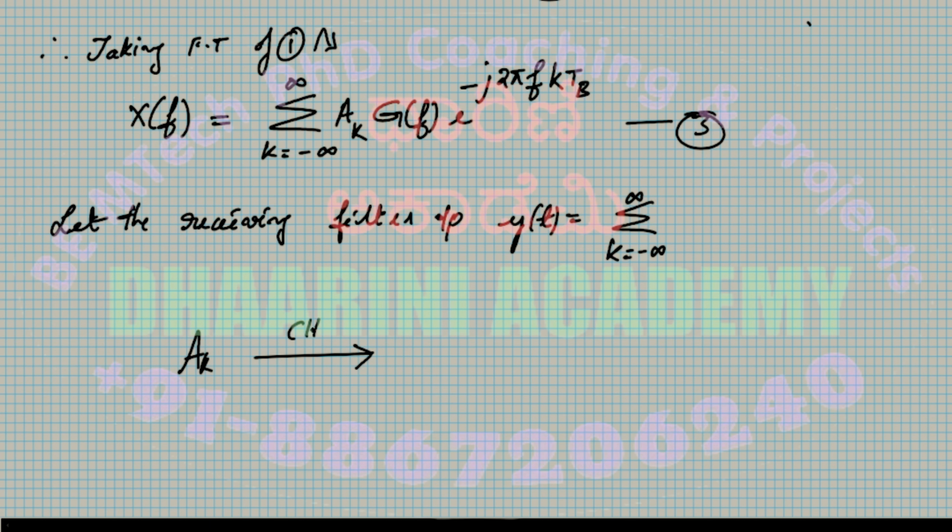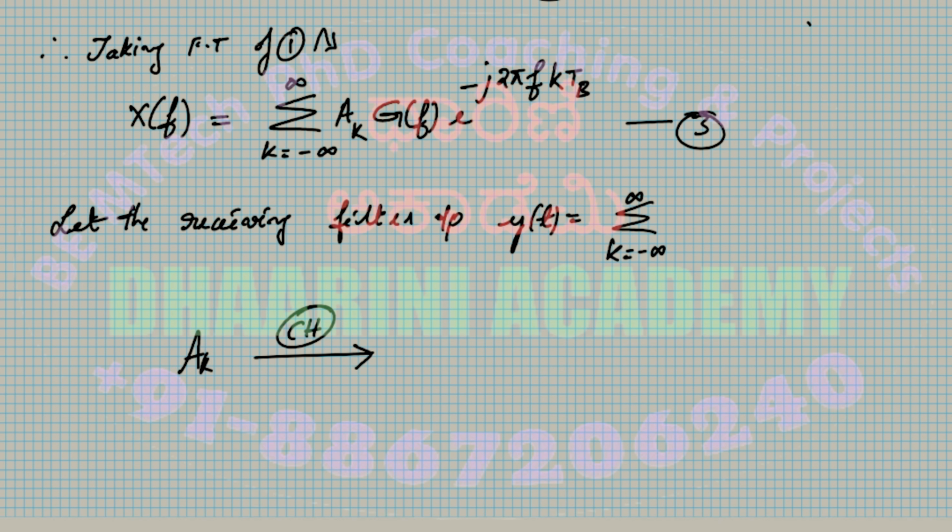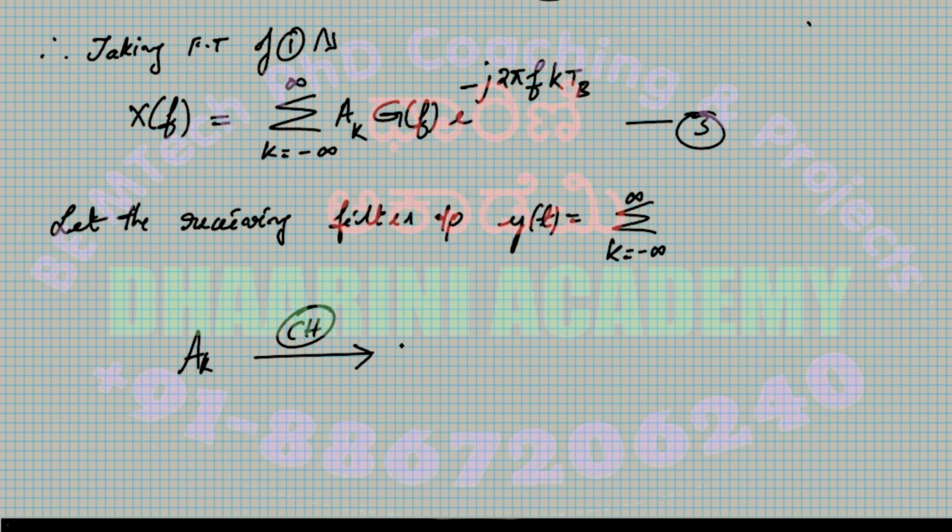So there is a channel. Definitely the channel will do something with its amplitude, correct? As I told, most of the time the amplitude will get reduced. So there is a scaling factor coming into the picture, which is mu into ak. So ak turns out to be mu into ak. Okay, so I'll write mu times ak.